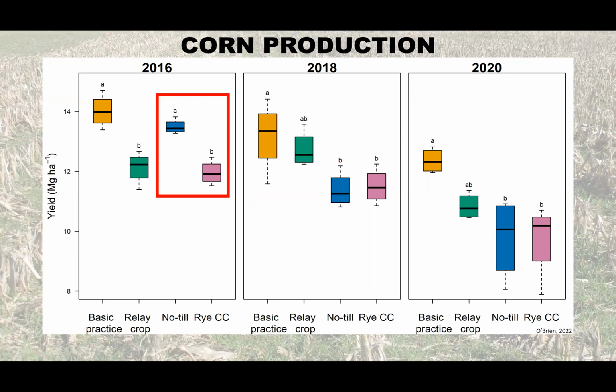If you look at 2016 in our corn yields, we had some yield drag here. Our no-till system was significantly higher than our no-till system with a rye cover crop. So we had some problems there. We didn't see that later, but we had lower yields than the basic practice system as well. We saw no difference here. In this case, we didn't do as well with the 4R management as we should have, because it's lower than the basic practice.